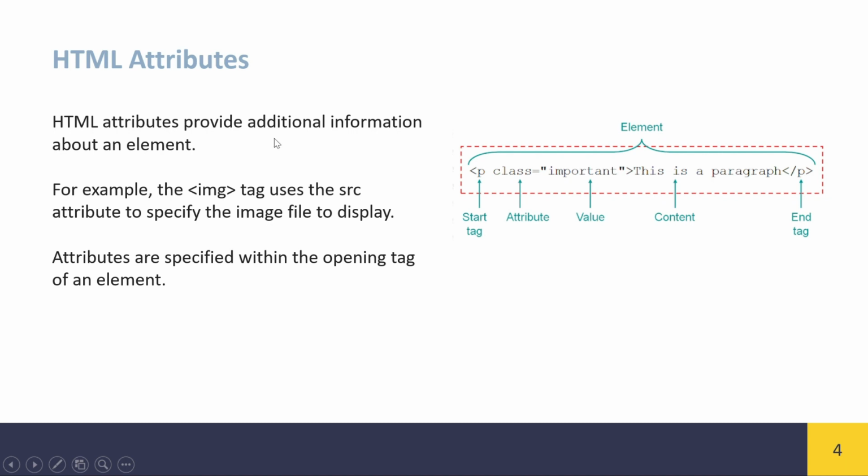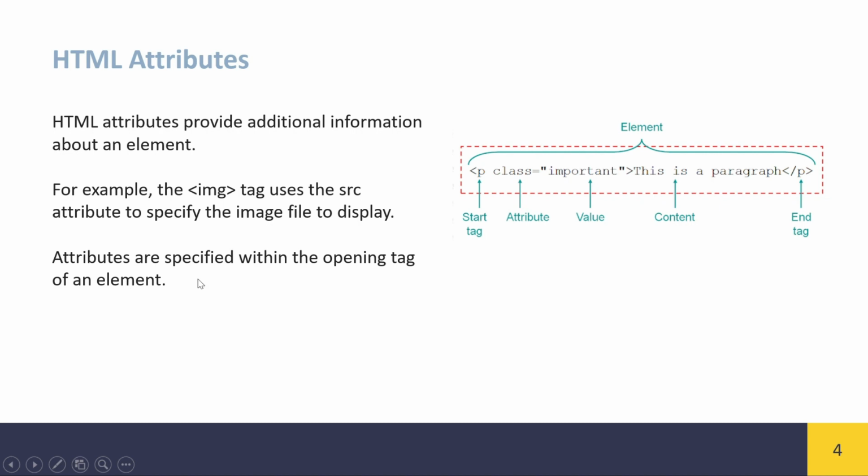And HTML attributes provide additional information about an element. For example, the image tag uses the src attribute to specify the image file to display. If we want to add an image to a website, then we have to use the attribute named src. If we use that src, then we can add the image file to the website. Then only it will display the image in the website which we are going to develop.